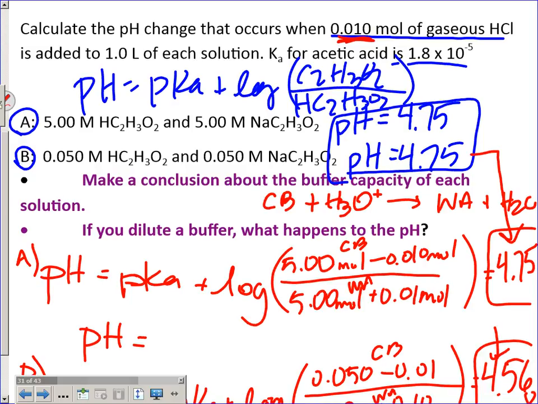Nothing, right? So if I say, what happens as you add a liter of water to the buffered pH? Nothing, because you have 5 molar here and 0.05 molar here. The buffer was diluted, and you saw the pH was the same.